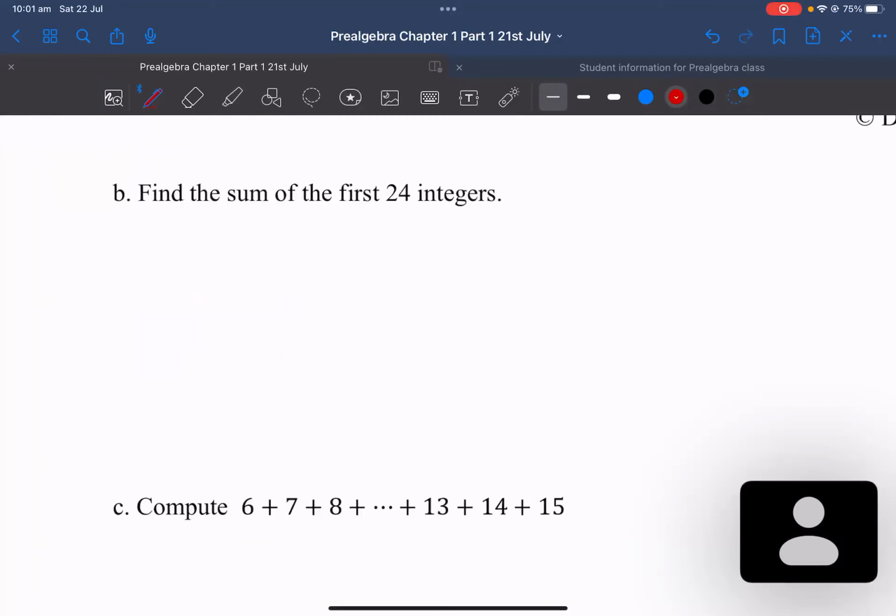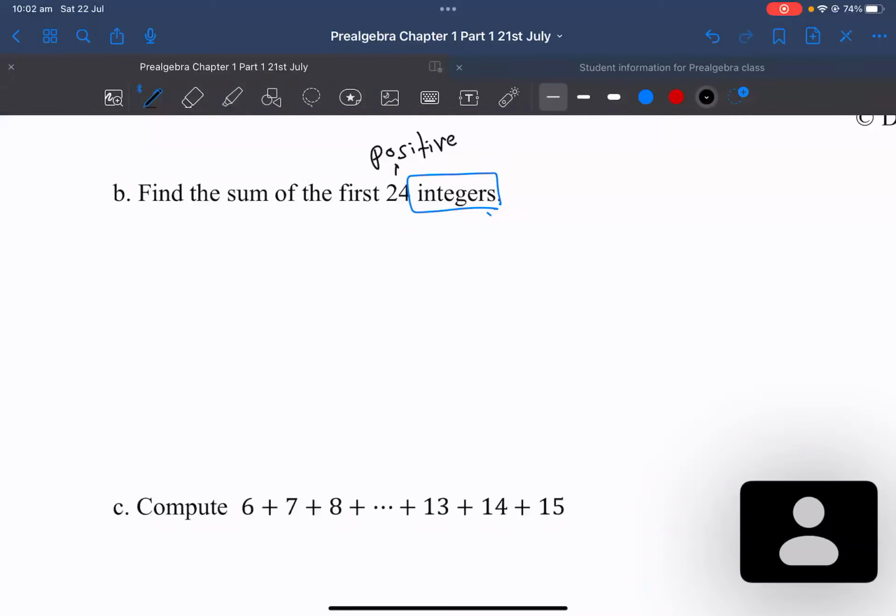What if you go to the next one? Find the sum of the first 24 integers. Oh, yeah. You guys know what integers is? No. It's whole numbers. That's just positive, so it's like, right? So find the sum of the first 24 whole numbers. Integers means whole numbers. Integers could include negatives as well, but you're just asked to find the first positive 24 whole numbers added together.